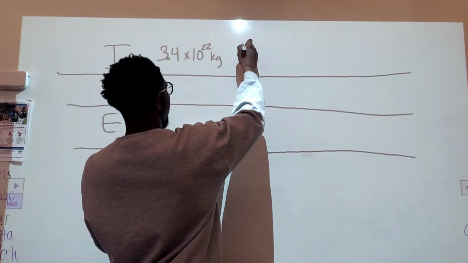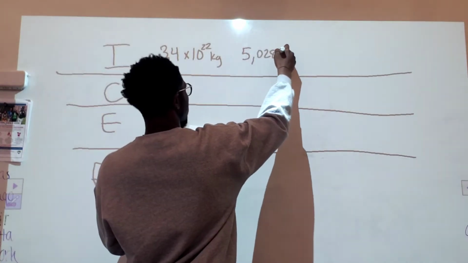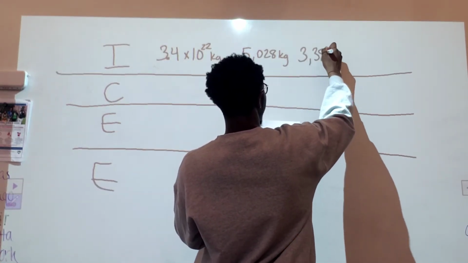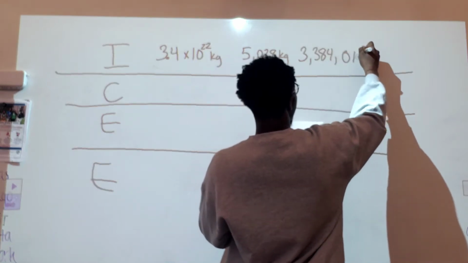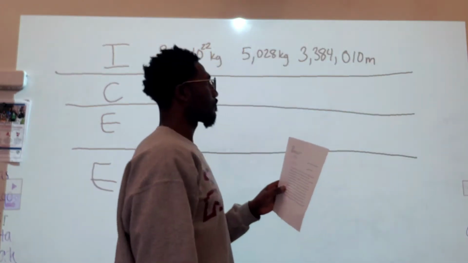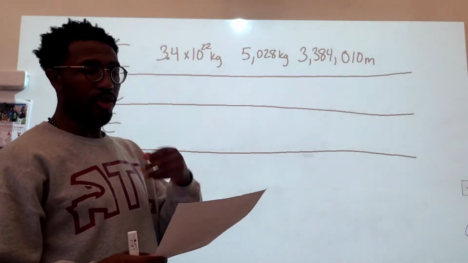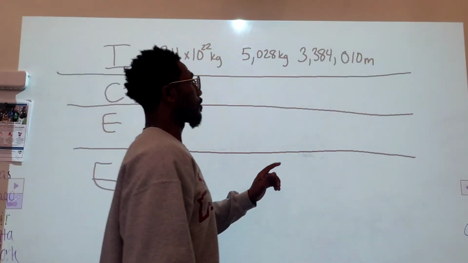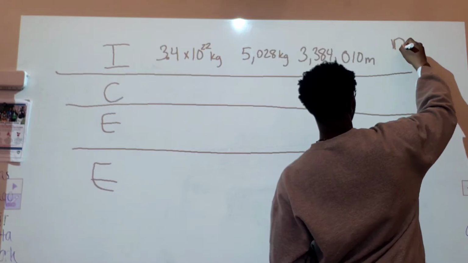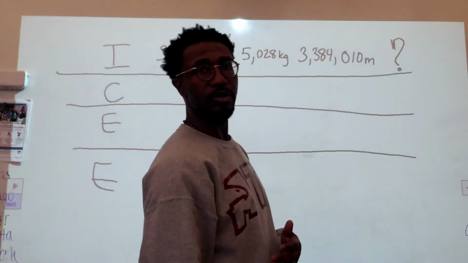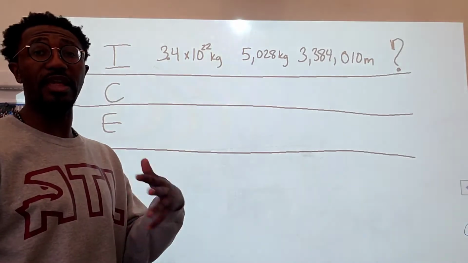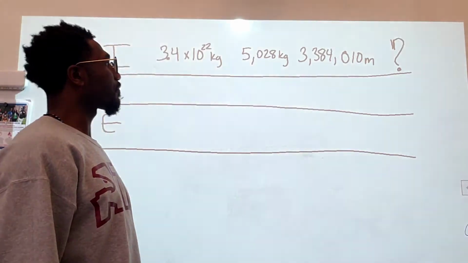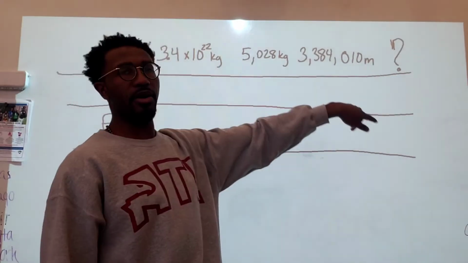We also see 5,028 kilograms, and we see 3,384,010 meters, okay? Those are the only measurements, the only numbers with units that we see in this problem, okay? So the last thing we want to make sure to do in the identify step is we want to write a question mark, because we know we're looking for something. Even if we don't know what that thing is yet, we know we're going to be looking for something. So we need to remind ourselves about that. So we've got 3 different measurements here and our question mark.